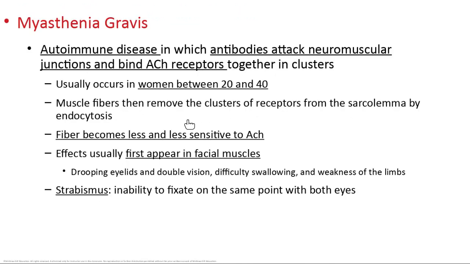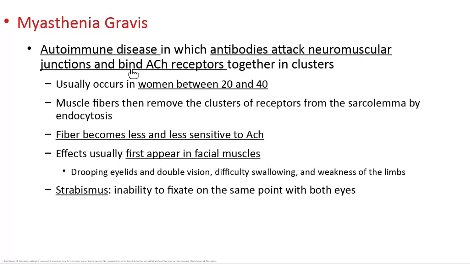Next disease, we've already really talked about it, so I don't think I need to say a whole lot about it. Myasthenia gravis is an autoimmune disease. We're having antibodies attack the neuromuscular junction. Specifically, antibodies directed against our ACH receptors. These anti-ACH receptor antibodies are going to destroy these ACH receptors, so you're getting fewer ACH receptors.